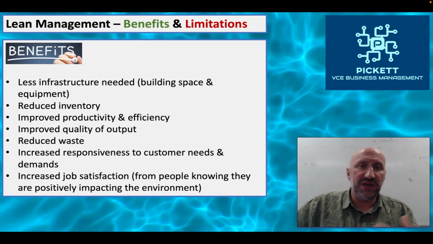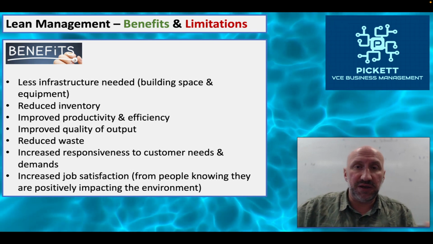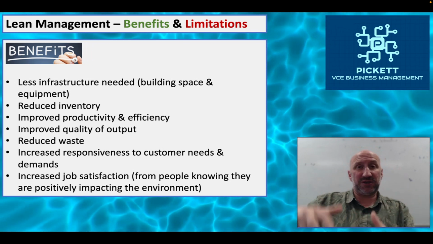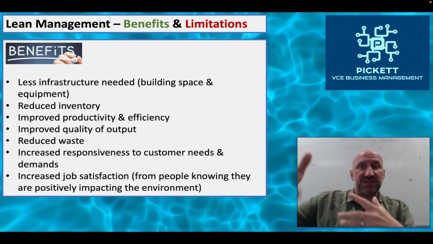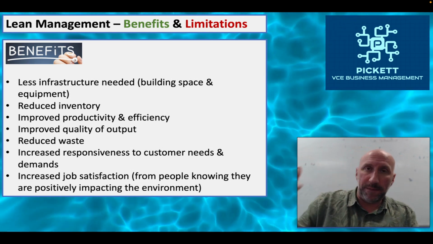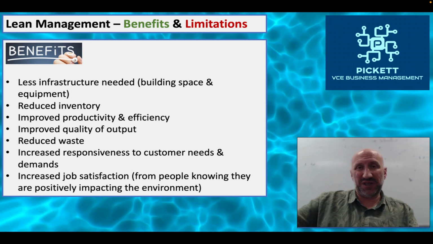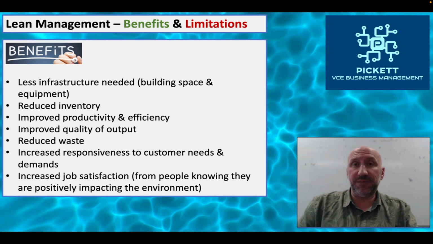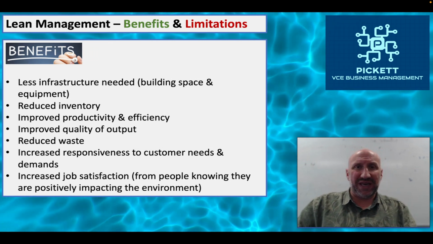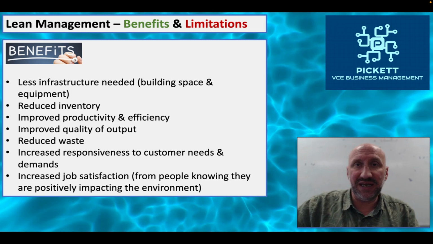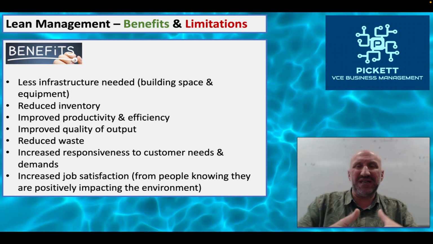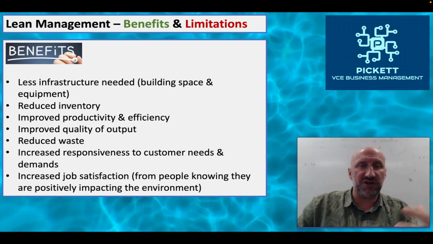In terms of the benefits, less infrastructure needed, building space and equipment, because, go back to this idea of batch producing. We're not making tons and tons of stuff which we then need to store until it's sold. We're matching production with demand. So in other words, we're storing less inputs, and we're also storing less outputs. So we can get away with a smaller facility than if we were not doing lean management. You'd need more space to store all of your inputs and your outputs.